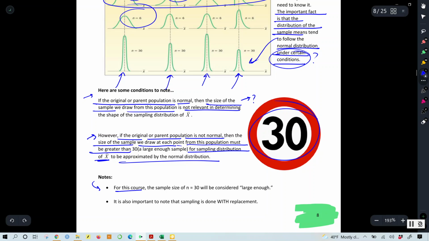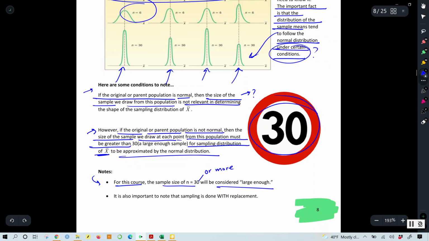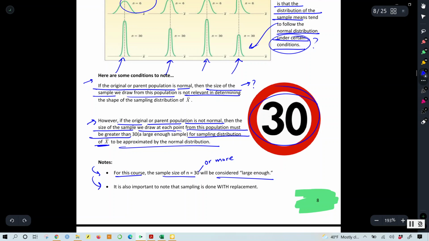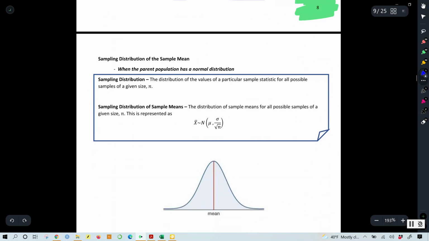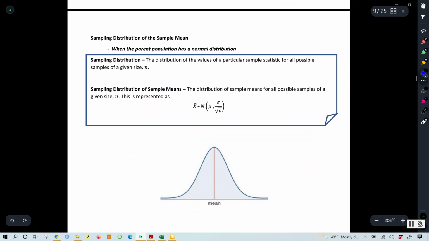Please note that for the purpose of this course, the sample size of n equals 30 or more will be considered large enough. And every sampling process, that is, the process of choosing members who would be in the sample for which we'll compute a sample mean, is a process that involves sampling with replacement. Let's start getting into the theory of the workload here. Let's take case 1.